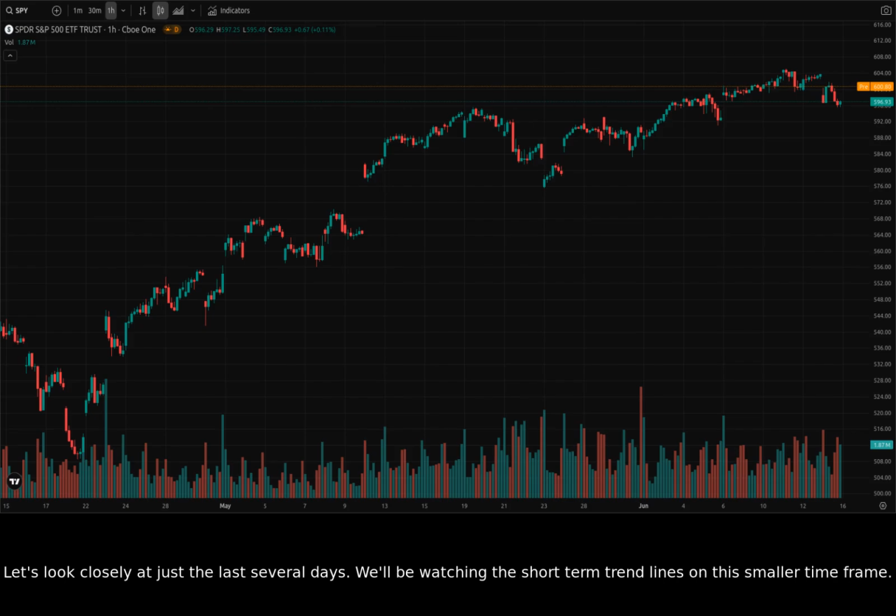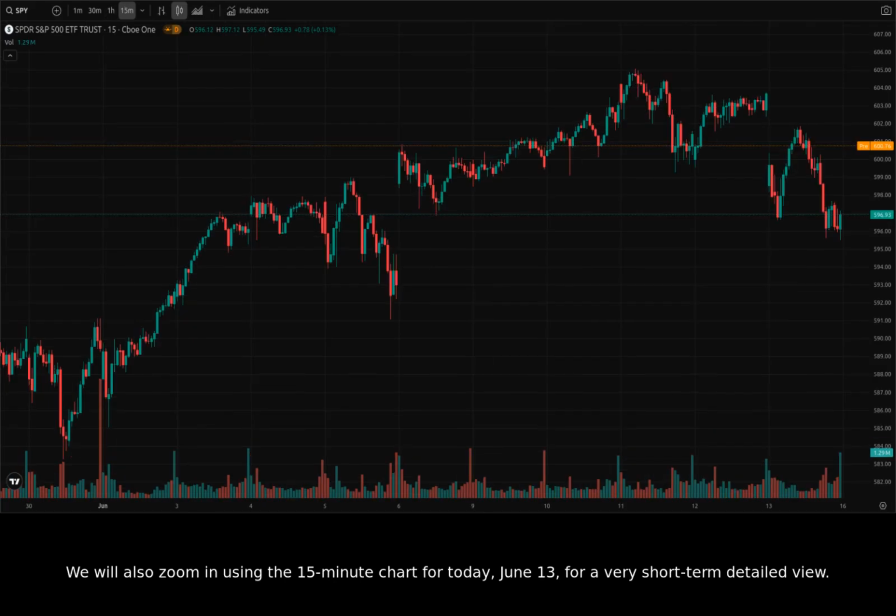Let's look closely at just the last several days. We'll be watching the short-term trend lines on this smaller time frame. We will also zoom in using the 15-minute chart for today, June 13th, for a very short-term detailed view. Here we can identify short-term support and resistance levels.